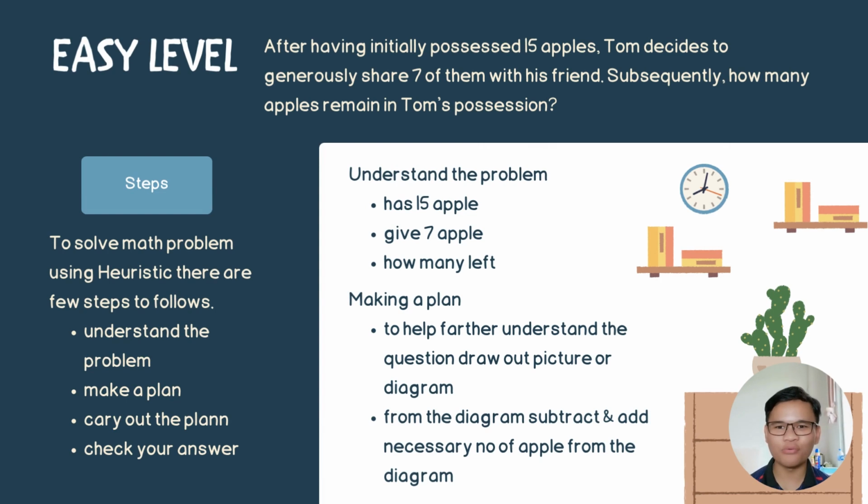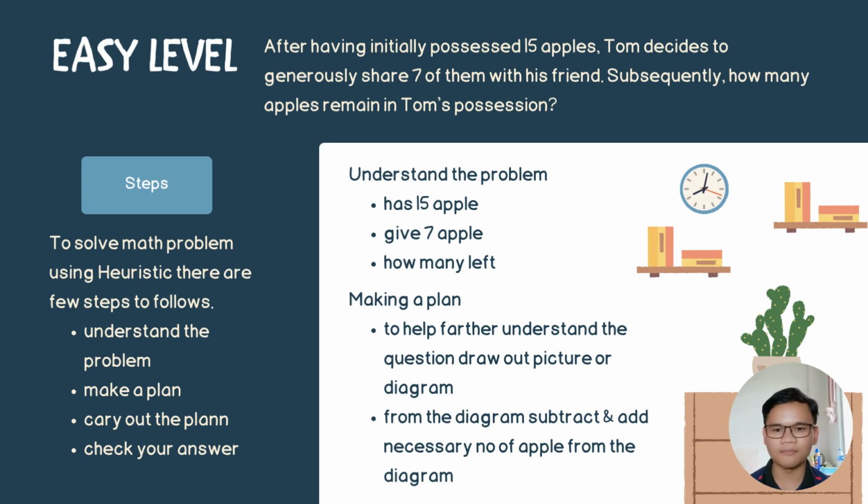Let's start off with an example of an easy level question. Here, the question states: after initially having 15 apples, Tom decided to give 7 of them to his friend. How many are left after that? First of all, in heuristic, there are steps in solving a problem, which are understanding, making a plan, carrying out the plan, and checking the answer. Now let's see how to solve this question with heuristic.